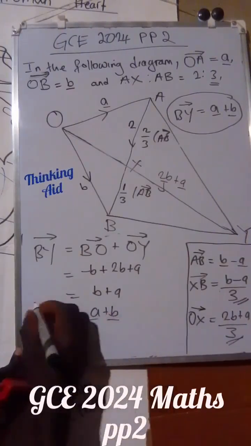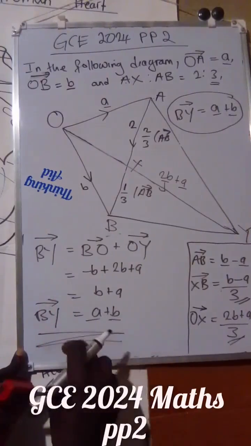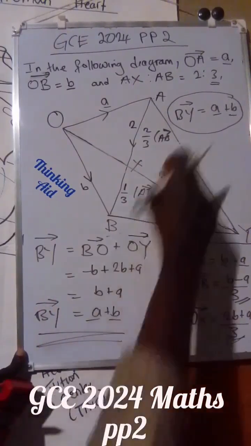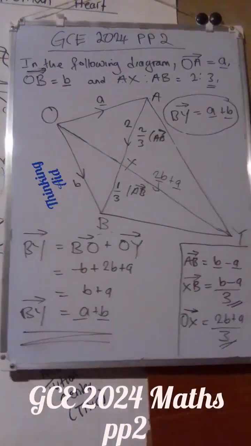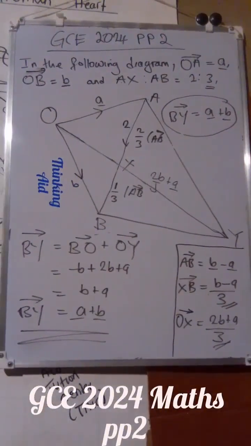Now, if you look at our vector BY, the one we have found by calculating, it is the same as the BY we are given in the question. So hence, we have shown it. So that's all about this question.